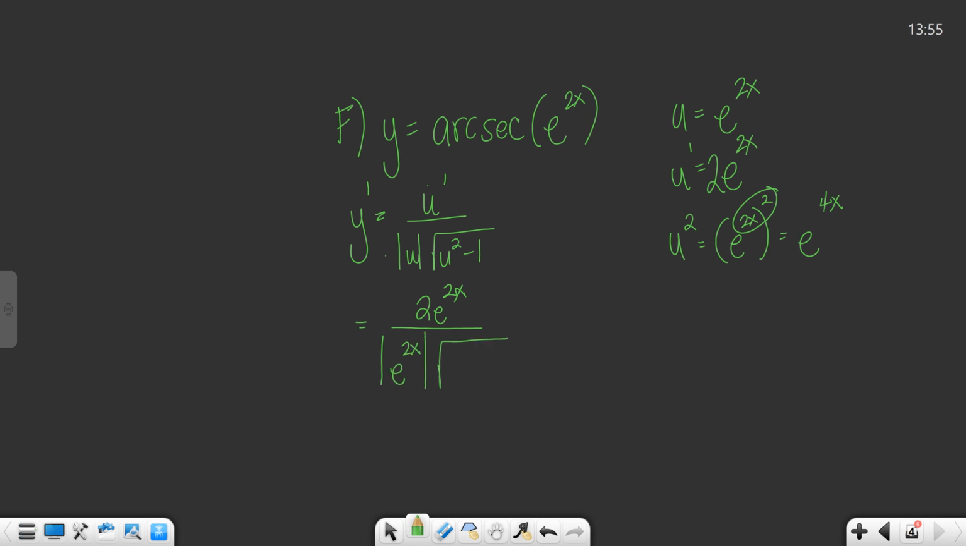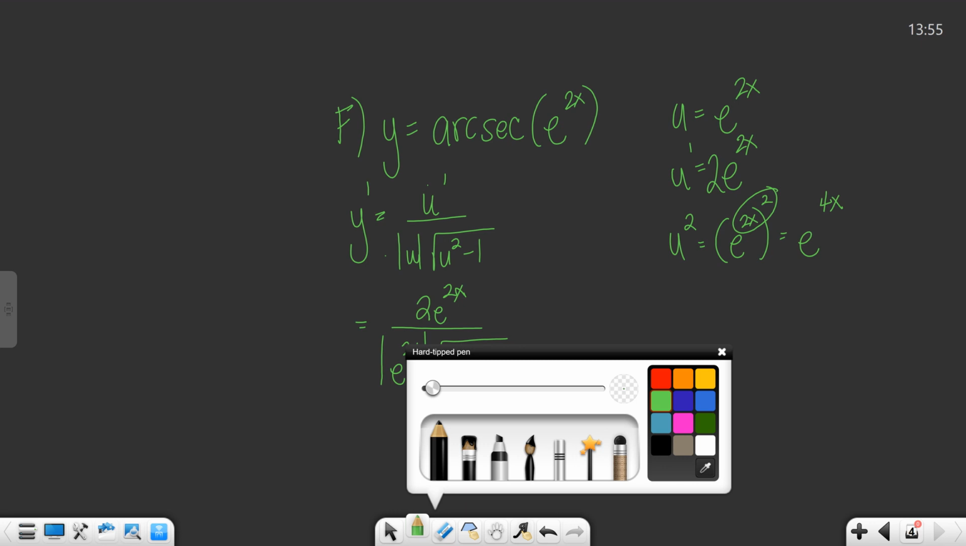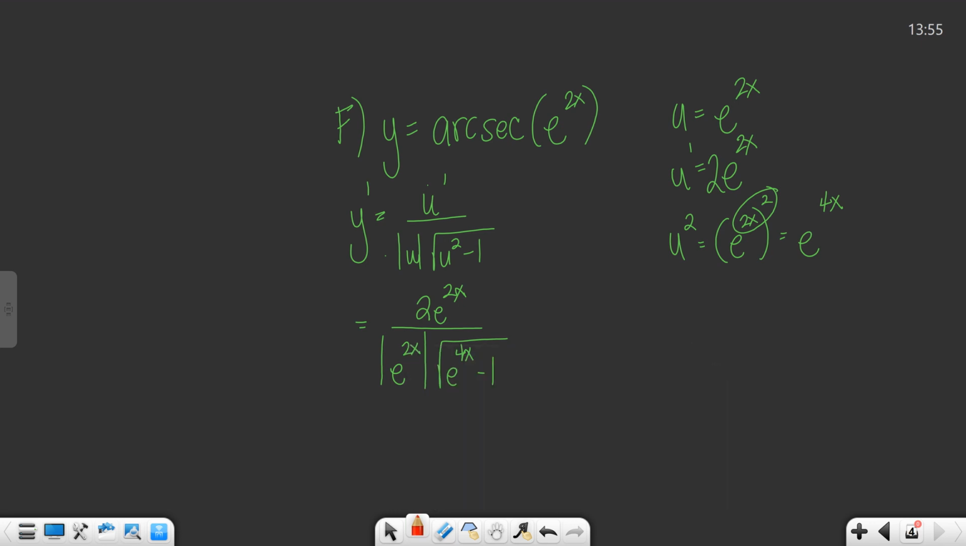That's the square root of u squared minus 1. Now you can do a little bit of simplification here. This e to the 2x is going to wipe out. And so then, get back to my green. Your answer, your derivative, would be a 2 on the top and square root of e to the 4x minus 1 on the bottom.